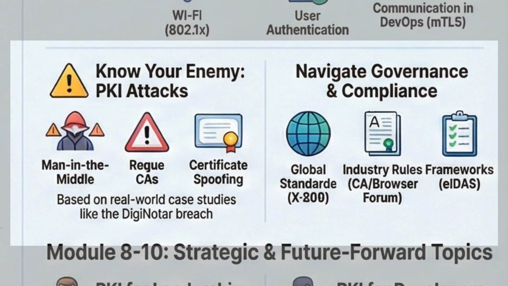Attackers target PKI through techniques like man-in-the-middle interception, where forged or misissued certificates trick clients into trusting imposter servers. Rogue CAs, certificate spoofing, and compromised registration workflows can all undermine trust. Studying real breaches demonstrates how poor governance, weak validation, or inadequate monitoring can allow attackers to issue fraudulent certificates with wide-reaching impact.